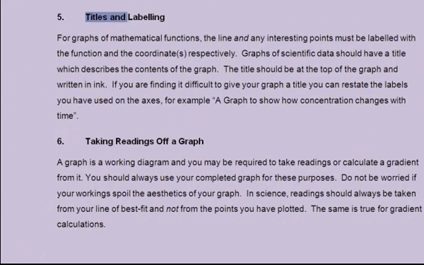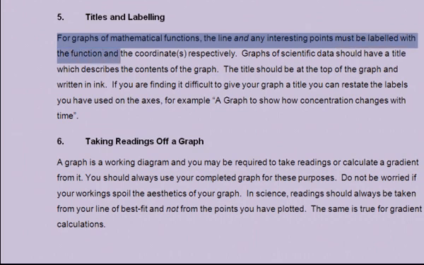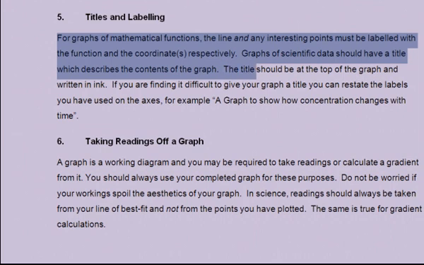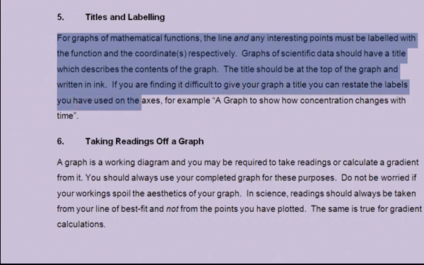5. Titles and labelling. For graphs of mathematical functions, the line and any interesting points must be labelled with the function and the coordinates respectively. Graphs of scientific data should have a title which describes the contents of the graph. The title should be at the top of the graph and written in ink. If you are finding it difficult to give your graph a title, you can restate the labels you have used on the axes. For example, a graph to show how concentration changes with time.